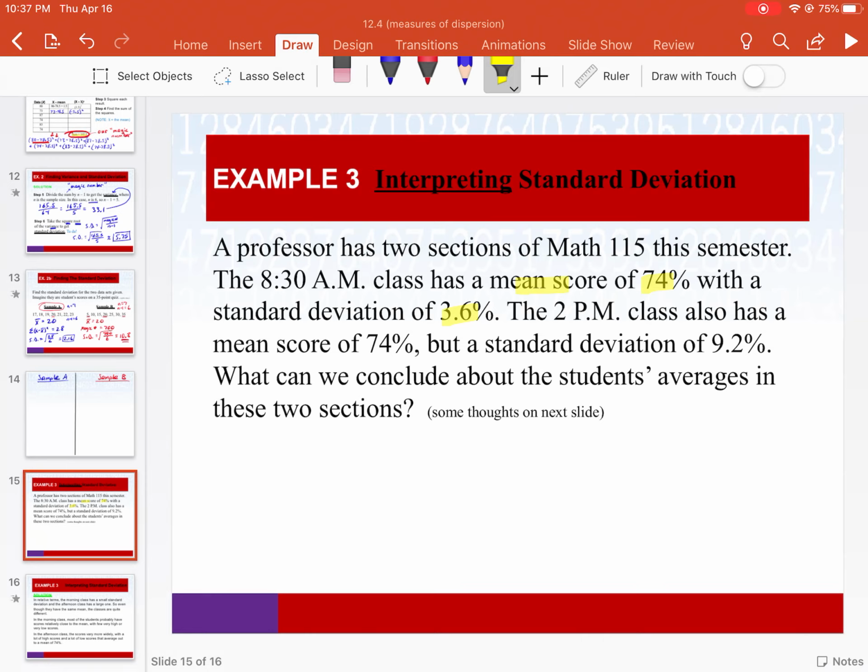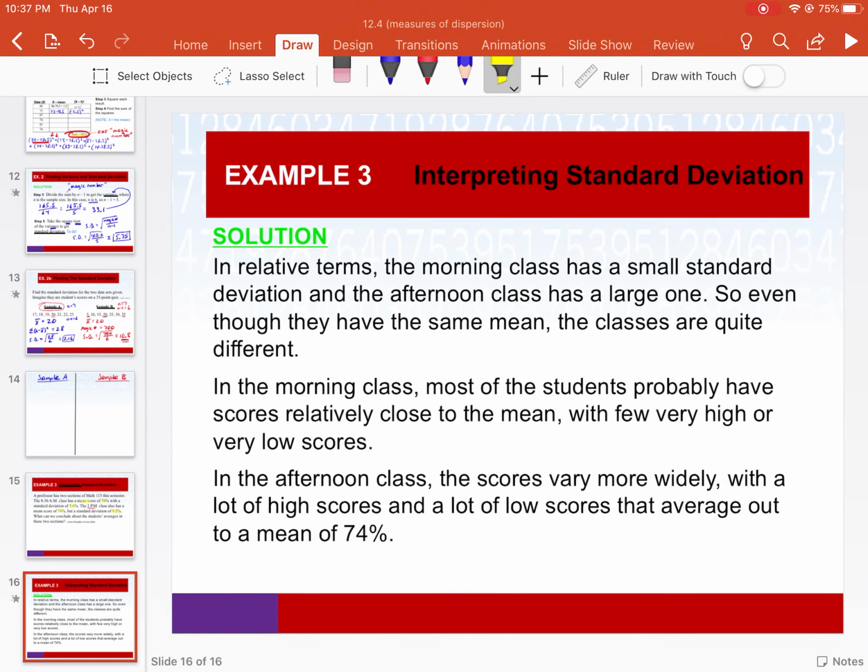Look at the 2 p.m. class. It also had a mean of 74, but look at the standard deviation, 9.2. So what would you conclude? Well, hopefully you would say that it appears that the test scores for the 2 p.m. class are much more spread out. Maybe some high A's and some low D's, something like that. And you'd be exactly right.